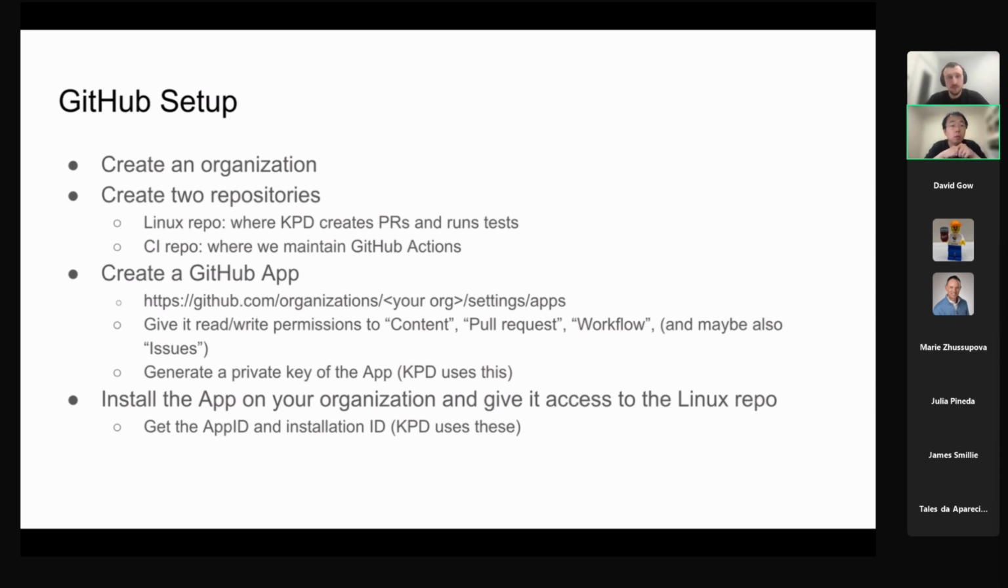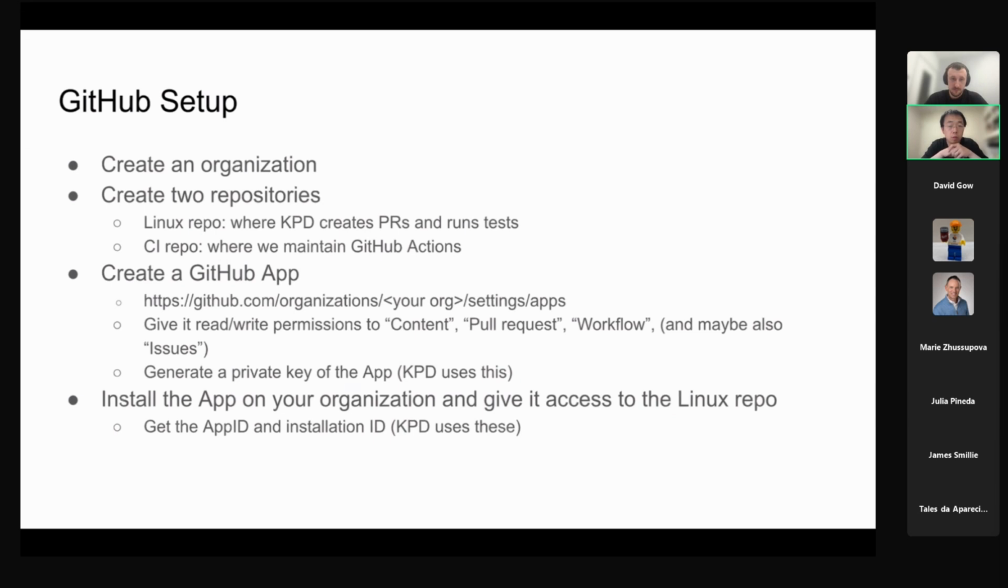After that, we need to create a GitHub app with this link. And this app acts like a robot that does work with the Patchwork account. For this, we need to give certain permissions to the GitHub app. We are sure we need content, pull requests, and workflow. And recently, we saw an issue with KPD that may require the issues permission. So if you see errors with KPD, maybe the issues permission is the missing piece.